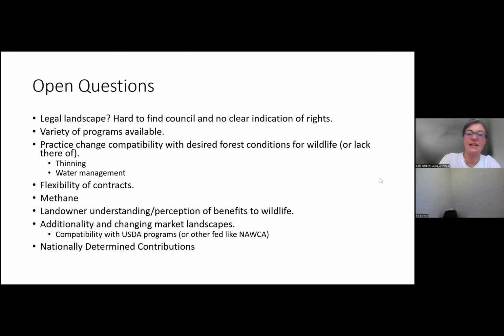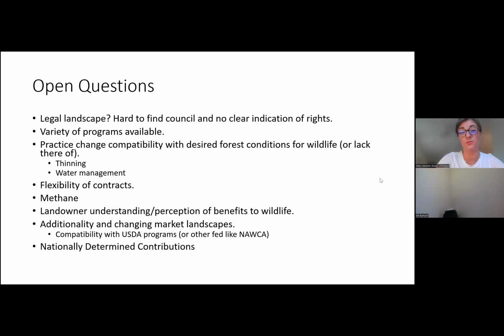So this is kind of my slide that I added after we had the meeting in Arkansas about open questions that have come up. So one that we work on a lot is the legal landscape. It's really hard to find legal counsel around carbon credits for landowners. We fielded a whole lot of calls, and it's very hard to find somebody who can accurately give counsel, because carbon rights aren't necessarily like mineral rights or other rights that are conveyed with land. They're a little bit nebulous.